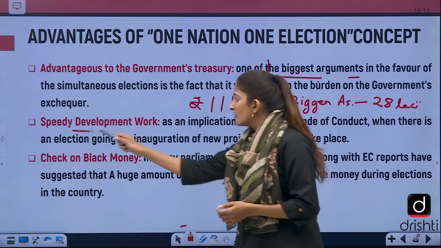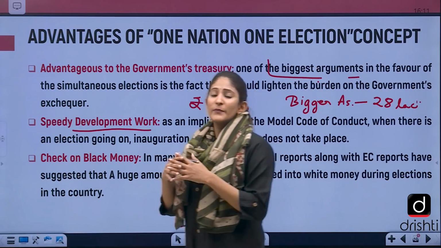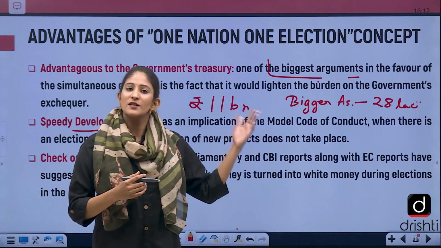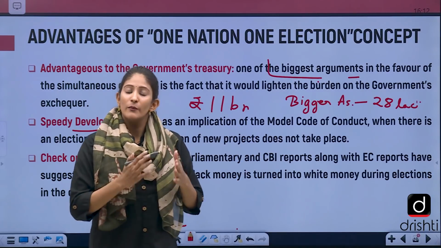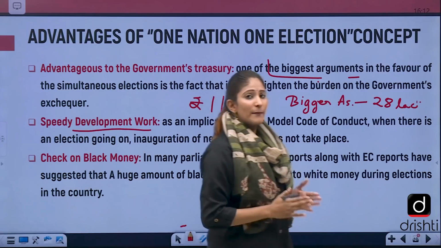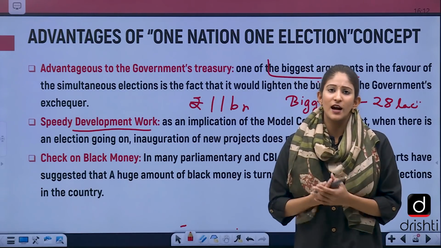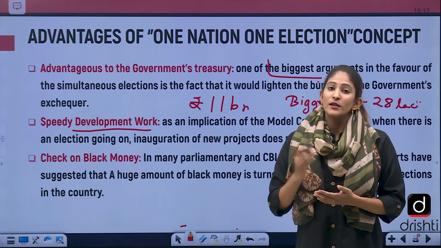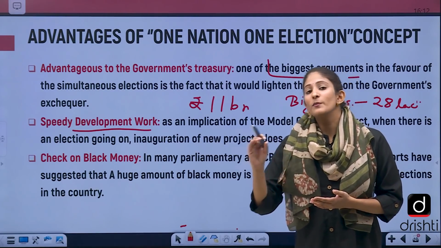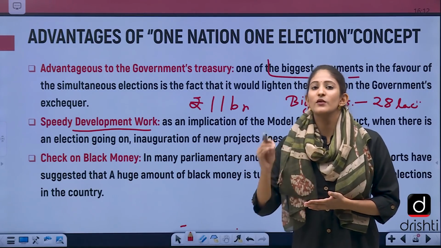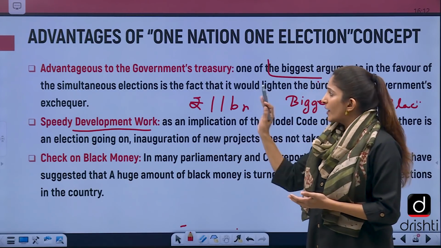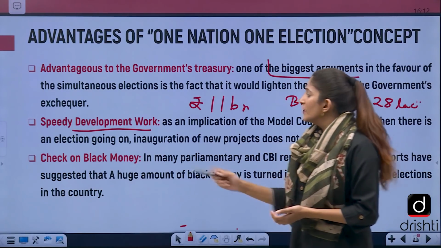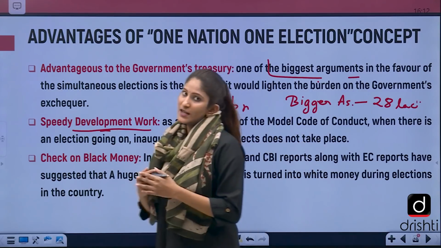Second, speedy development work. How? Because whenever elections are in process, what happens? The Model Code of Conduct comes into being. When the MCC comes into being, what happens? Development works and new projects can't move forward. So it causes a lot of problems with respect to policy continuation and continuation of development work. So if the election happens only once in a certain period of time, the development work will be speedy.